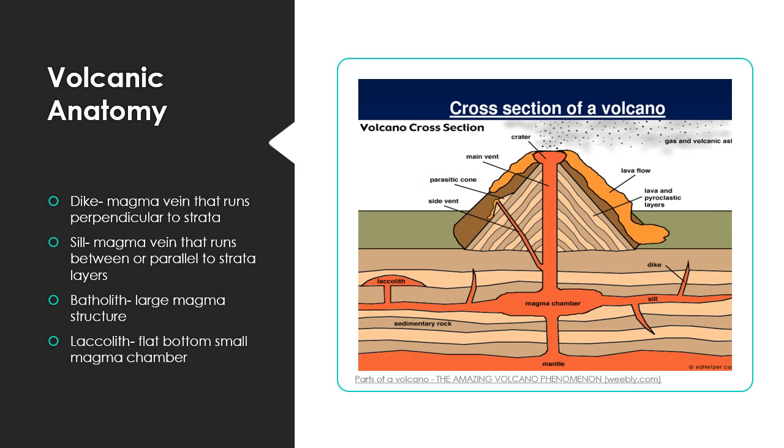Now, finally, we have the actual parts of a volcano. Firstly, we have dikes and sills. They are basically the same thing. They are both magma veins, but dikes are perpendicular while sills are more parallel and horizontal.